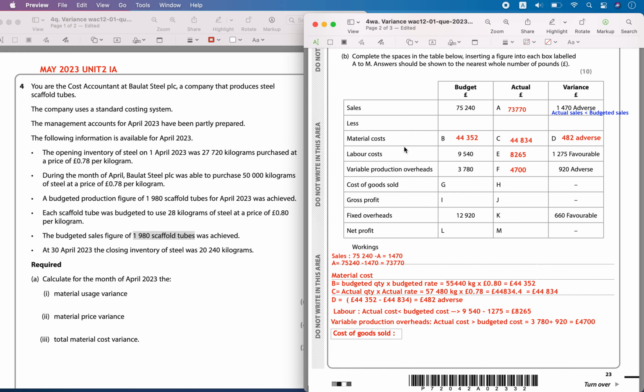Now cost of goods sold. So now the cost of the goods sold is going to be equal to material costs plus I had labor costs plus variable production overhead costs. So this is going to give me my cost of goods sold.